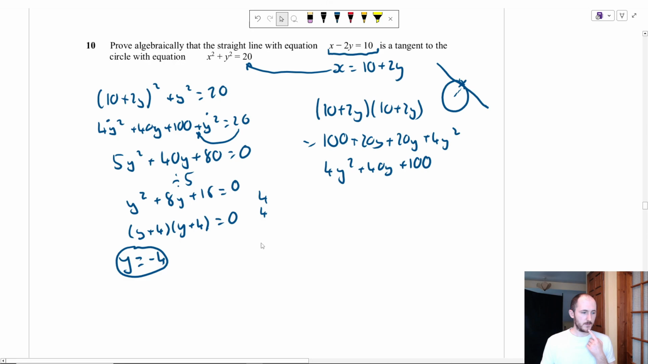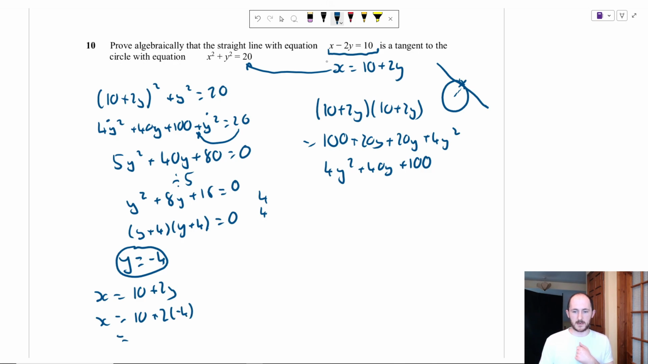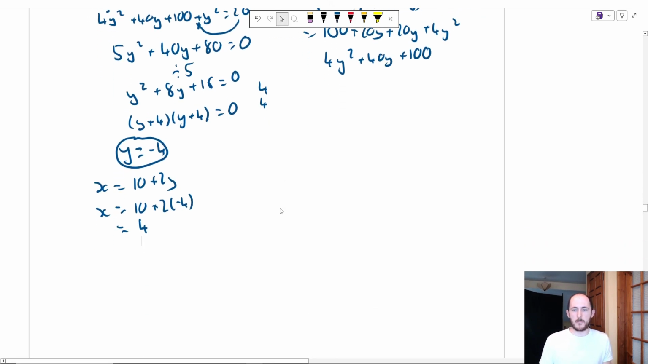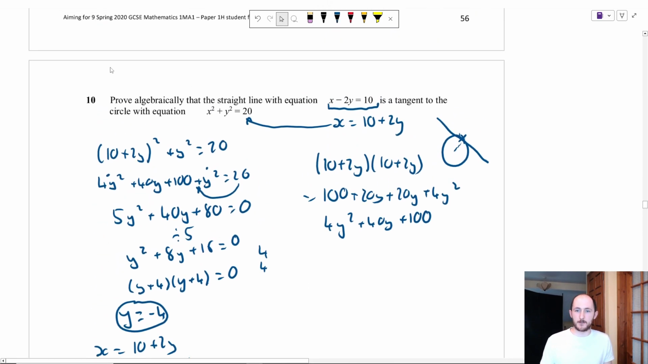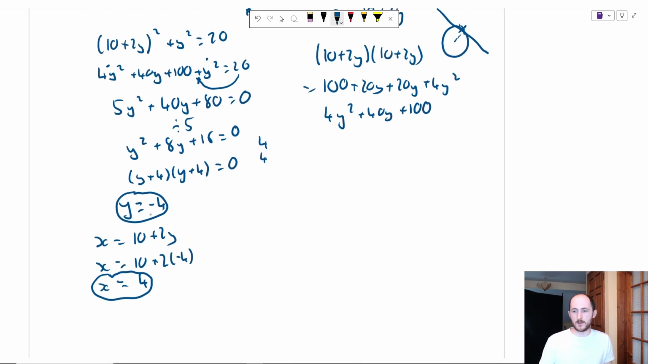So Revan, this isn't the answer, right? Because what I need to do now is work out what x would be, and x is equal to 10 plus 2y. So x is equal to 10 plus 2 times minus 4. You can put that into a calculator, but it equals 2. So the actual answer, because keep in mind it's a proof, is that there's only one solution, so it must be a tangent.